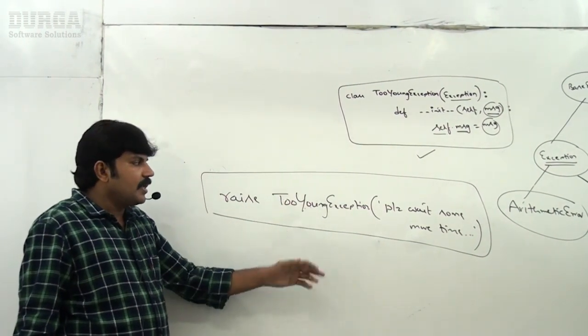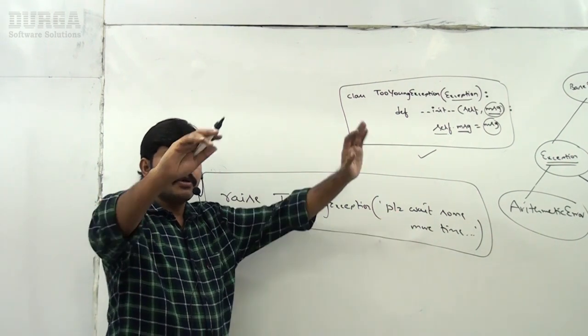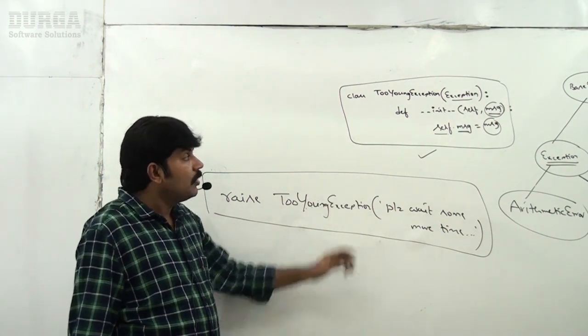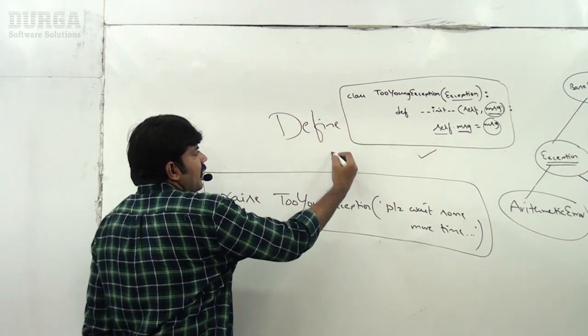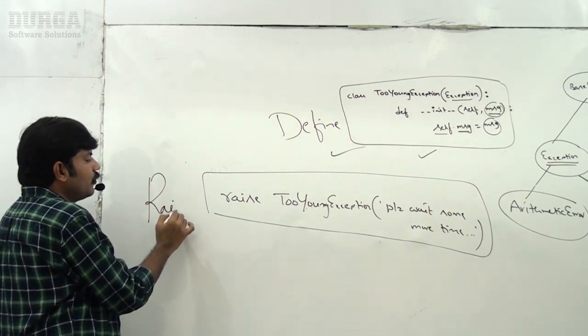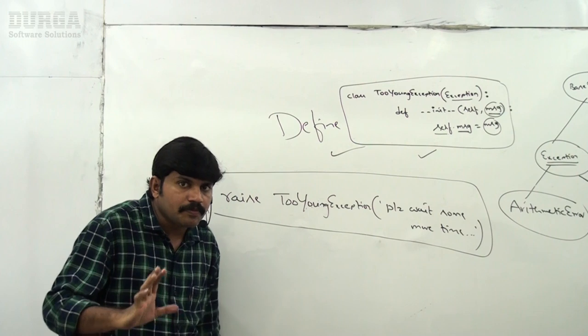Now immediately the Python virtual machine gets this exception object, and with no handling code, it stops the program by raising this exception. Is it clear for all of you? How to define our own exception and how to raise our own exception. That's all. This is the syntactical thing you should be aware of.